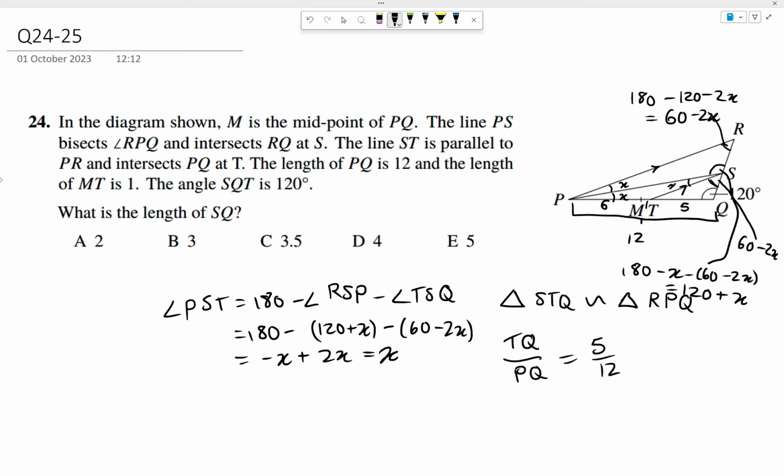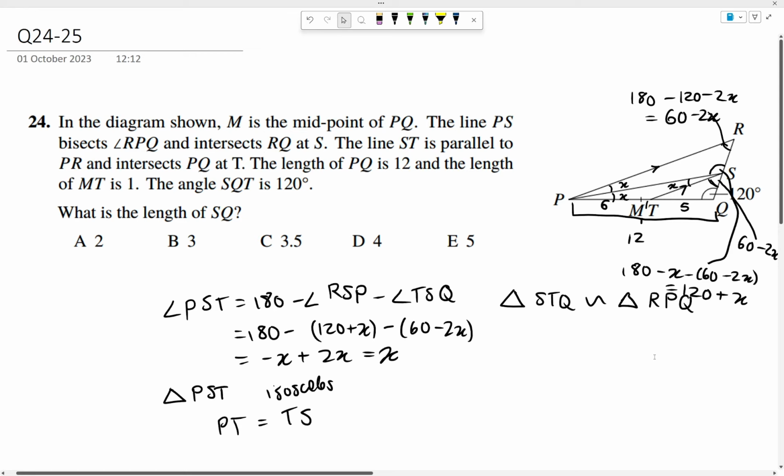So if PST is equal to X and SPT is also equal to X, then we get that triangle PST is isosceles, and therefore the length of PT is equal to the length of TS, which actually I think means that this scale factor stuff is unnecessary, because I think we can just find the length of SQ directly using, what could we do it with?